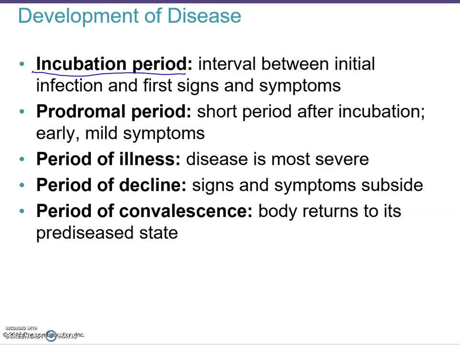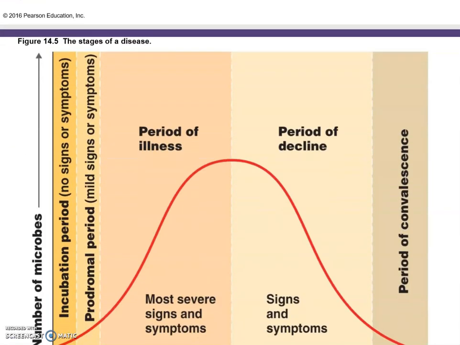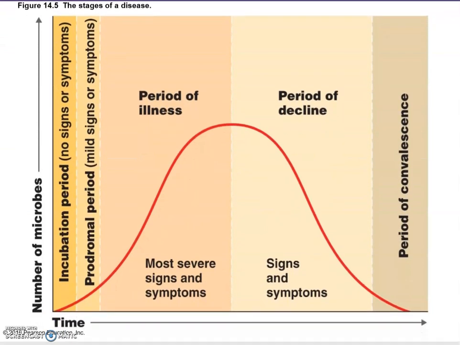The period of the illness is where the disease is most severe. The period of the decline, the signs and symptoms subside, you get better. And the period of convalescence, where the body returns to its pre-disease state. So here is the chart that goes along with this information.